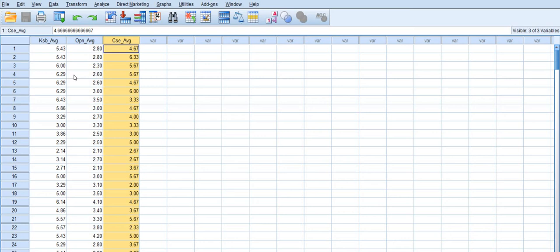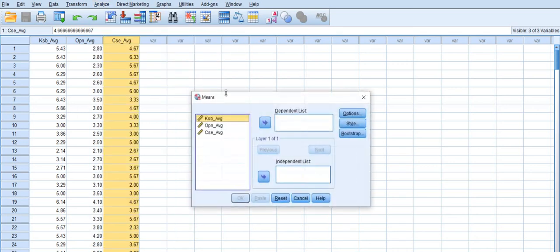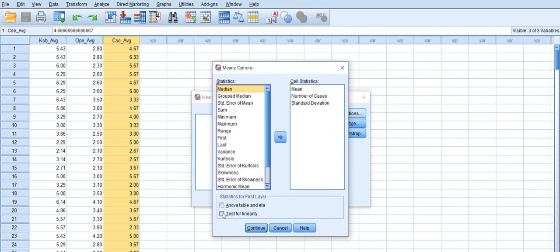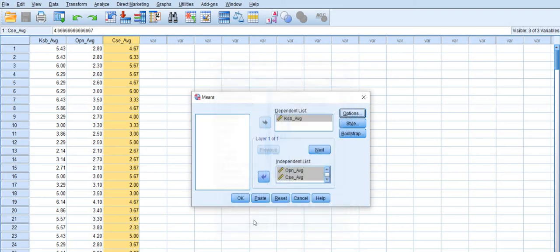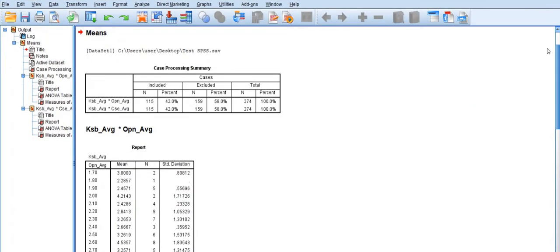Now I'll run the means procedure test. Go to Analyze, Compare Means, Means. You will enter the dependent variable. We assume that knowledge sharing behavior is dependent on openness to experience and creative self-efficacy. Okay, now click on Options and click on Test for Linearity. Continue and click on OK. This is the output window.